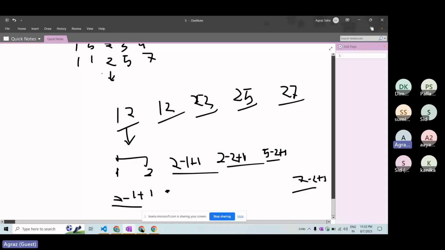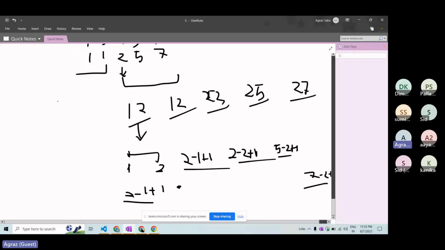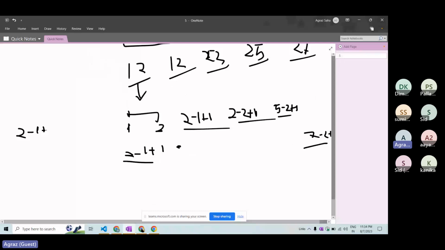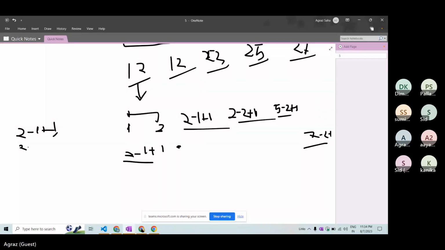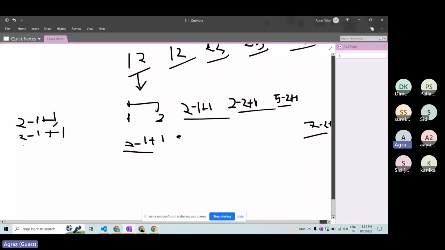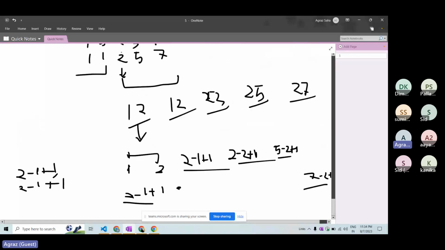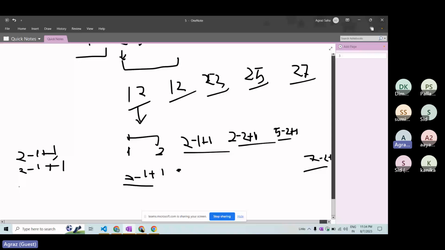Okay. So for this partition, let's see what I am doing. This is 2, right? Minus 1 plus 1. This one will be constant. Okay, 2 minus 1 plus 1. So what I am actually doing is, if I sum these things, if there are multiple things, if I sum this thing, what will become?